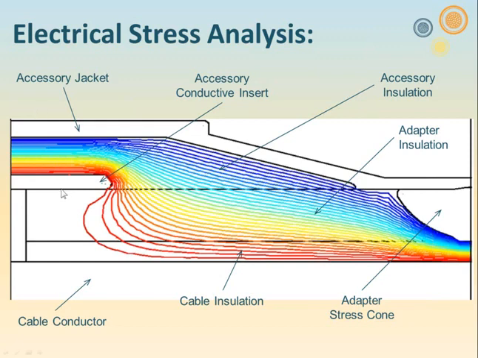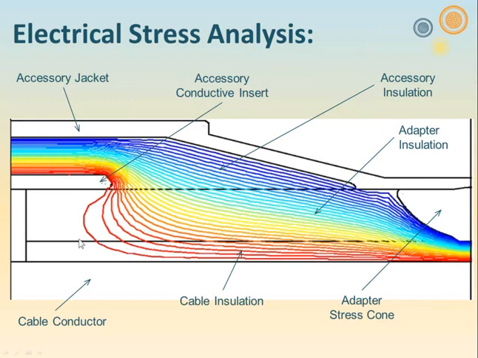We have 2 interfaces. Every separable connector has at least 1 interface. The interface between the elbow housing and the underlying material. In this case, it's a cable adapter. If it happened to be a low break elbow, this would be cable insulation. So we have to identify what stress we want to allow here.